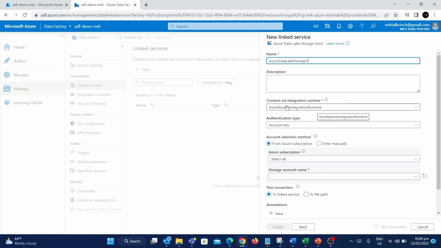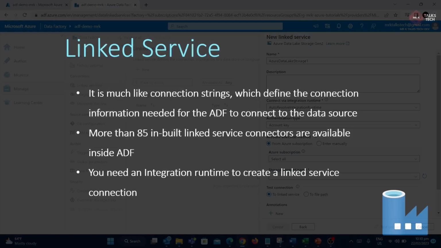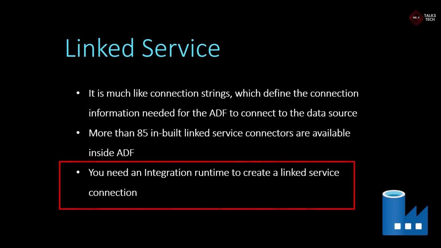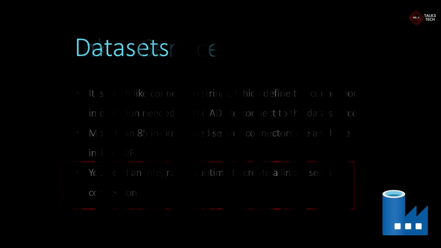And if you see over here, you will see connect via integration runtime, where we can specify the integration runtime to create this link service connection. By default, this auto resolve integration runtime, which is the Azure integration runtime, gets selected. This is the important thing: we need to have an integration runtime to actually create a new link service connection. Cool. This is the most important point over here. As mentioned before, we need an integration runtime to actually create a new link service connection. Cool. Now let's go to the next part, which is the datasets.